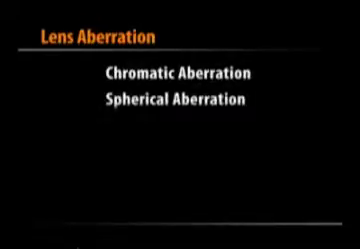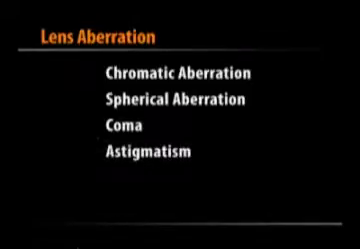Let us see another aspect of lenses which is known as lens defects. The following aberrations directly lower the sharpness of an image, and they are chromatic aberration, spherical aberration, coma and astigmatism. We will see them one by one.